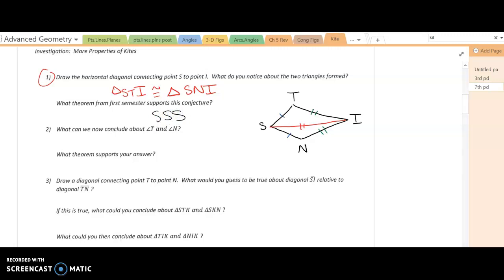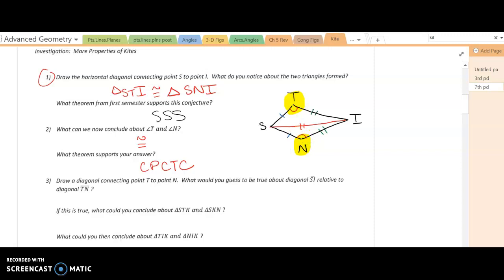So now, what could you conclude about angles T and N? Well, aren't they matching parts in congruent triangles? So we could say they are congruent by CPCTC. We can put rings on them.